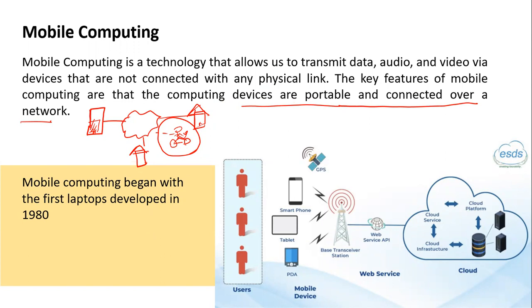Mobile computing begins with the first laptop developed in 1980. See in the image also, the cloud platform is there, cloud servers, web applications, and this is a mobile signal tower. And all these are mobile users: smartphone, tablet, PDA, personal digital assistant, and laptops also. So all these are mobile devices. So accessing internet-based services through mobile devices, portable devices, is called mobile computing, simply.